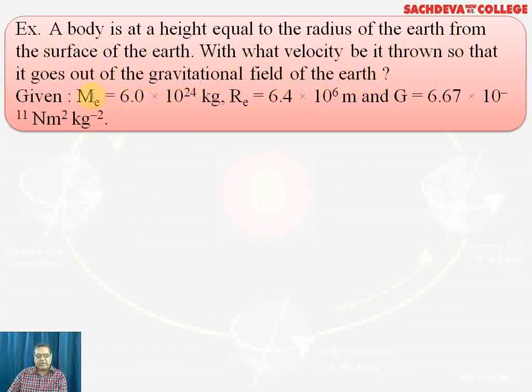So, what is our given data? Mass of Earth is known. Radius of Earth is 6.4 times 10 to the power 6 meters. G is known to us, but the body is existing at double the radius from the center of Earth. It means the height from the surface is also 6.4 times 10 to the power 6 meters.